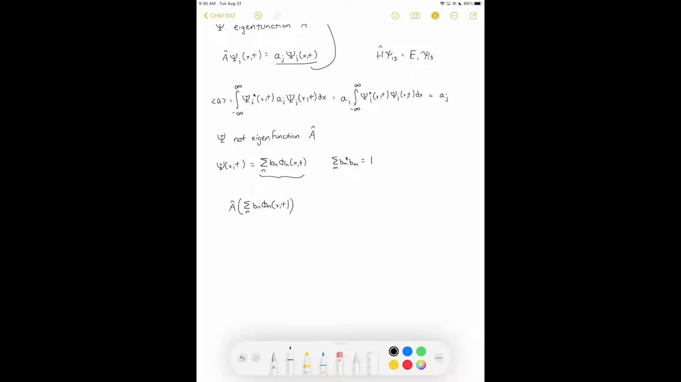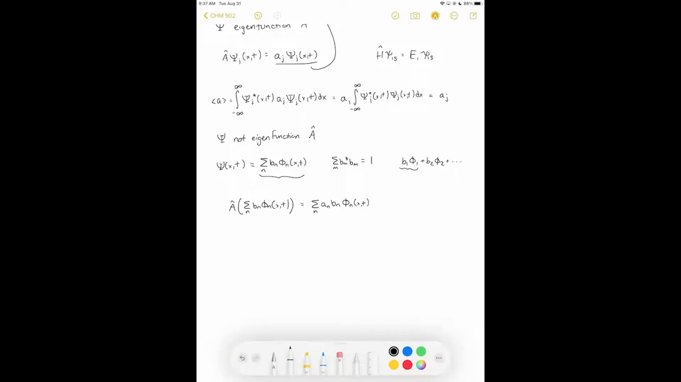Right, and so this term, we could write it out as something like b1 v1 plus b2 v2, right? That's what it means to be a sum there. So if we're operating on this sum with our operator, that's simply going to return each of these terms multiplied by the observable that's associated with it. So operating on this function with operator A is going to return to us an bn vn of x and t.